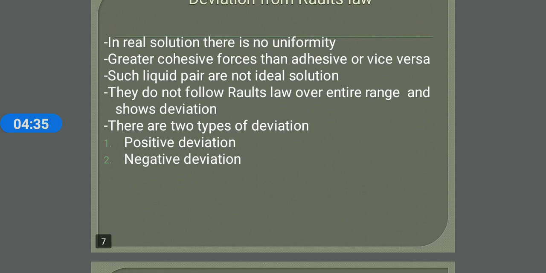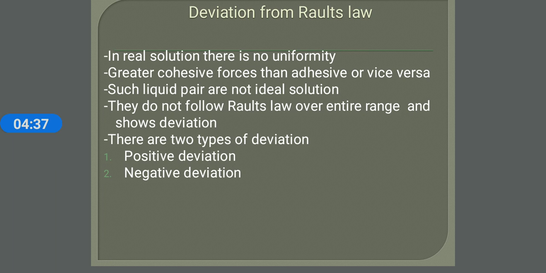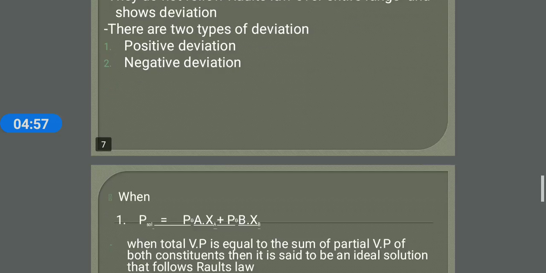Then let us see what deviation from Raoult's law is. In a real solution there is no uniformity: greater cohesive forces than adhesive forces or vice versa. Such liquid pairs are not ideal solutions. They do not follow Raoult's law over the entire range and show deviation. These are the points where we get deviation from Raoult's law. There are two types of deviation. First is positive, second is negative.